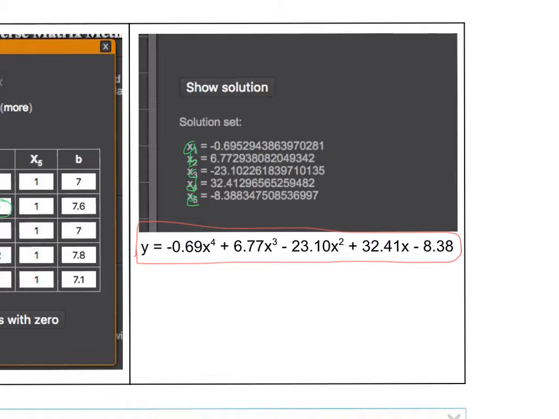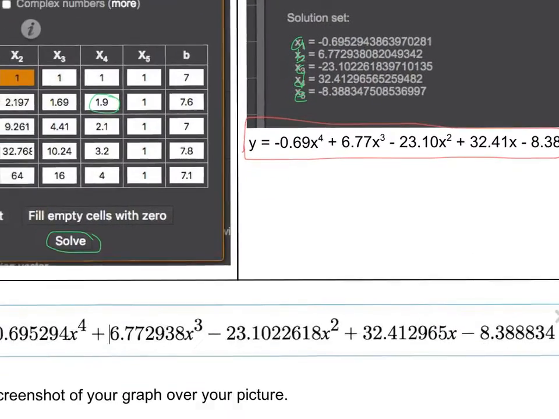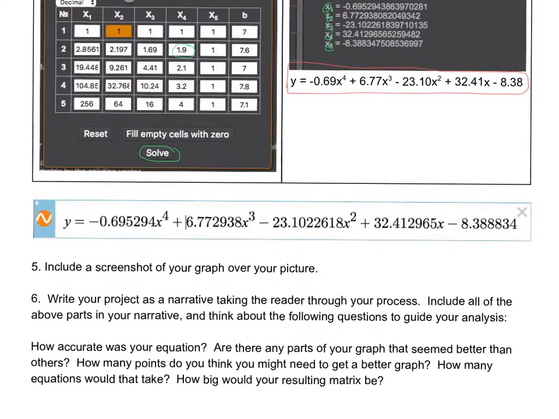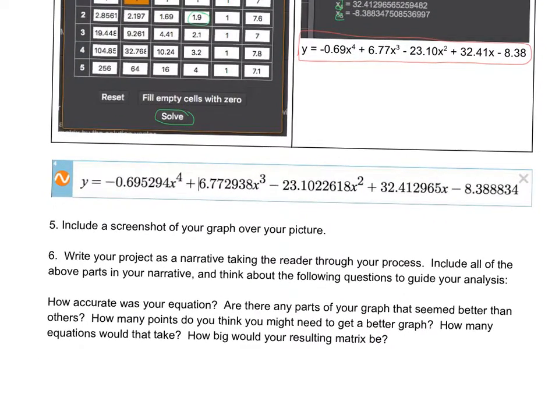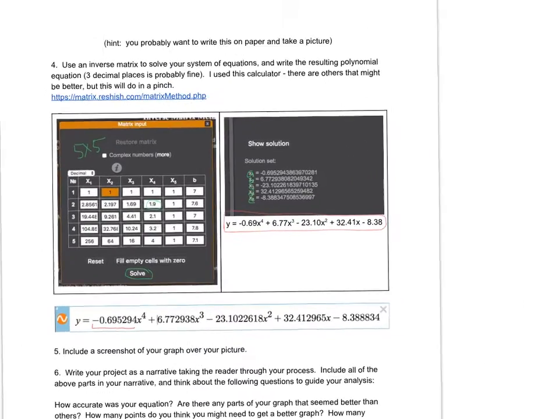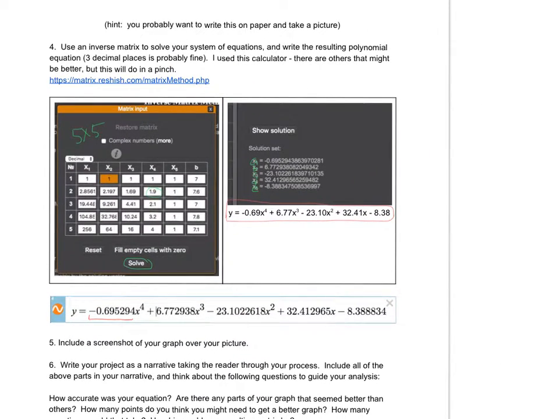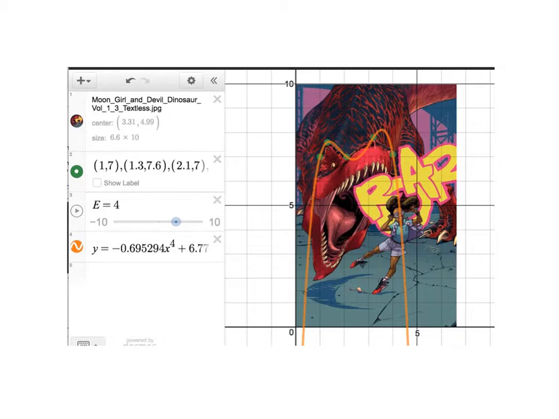If you plug those numbers into an equation, it gives you something like this. From here, you can take your equation and go into Desmos, enter this with as much accuracy as you can. I used, I don't know, 6 decimal places. I probably didn't need to. But in doing that, it gave me as close to accurate as I could. I'm going to zoom out so you can see everything at once. And then finally, you take this and you compare this to your graph.